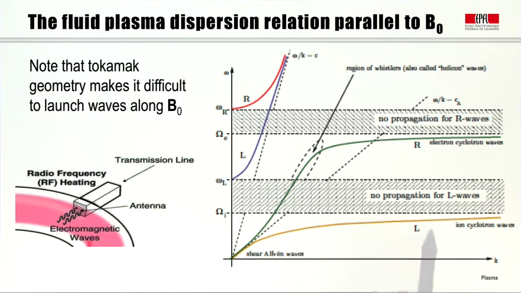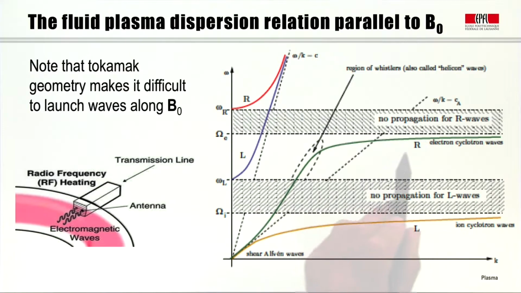And because of this character of polarization, the R and L waves have different resonances in the fluid sense here with electron and ion populations respectively. So the R wave is the one that resonates with the electron population because its electric field rotates in phase with the motion of the electron.